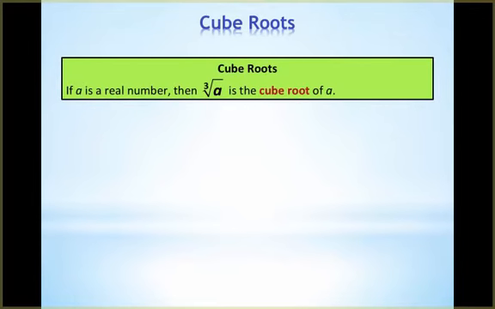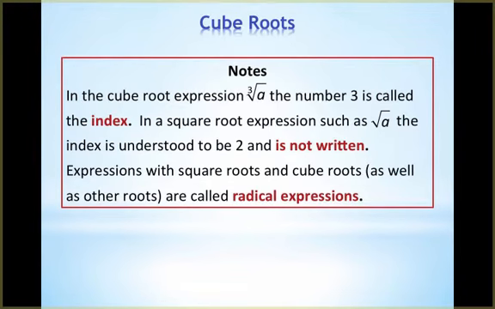The next thing we want to discuss is cube roots. If a is a real number, then we write the cube root of a as the radical with a 3 right here above your radical sign. Now, looking at our cube root sign, if we have the cube root of a, the number 3 is called the index. In a square root, like we've talked about before, it's understood that your index is 2.